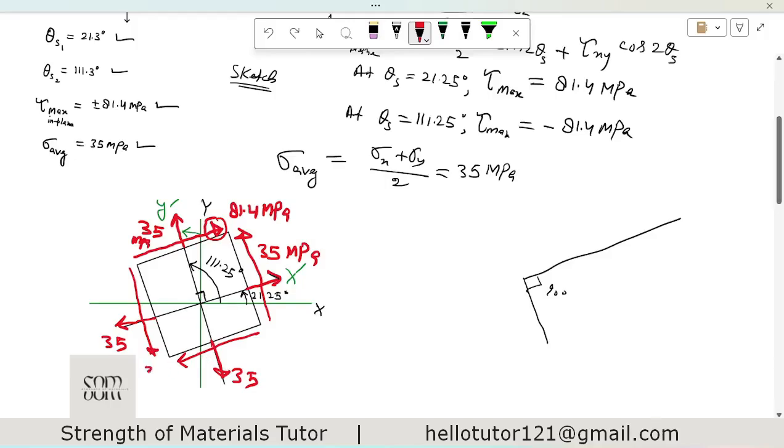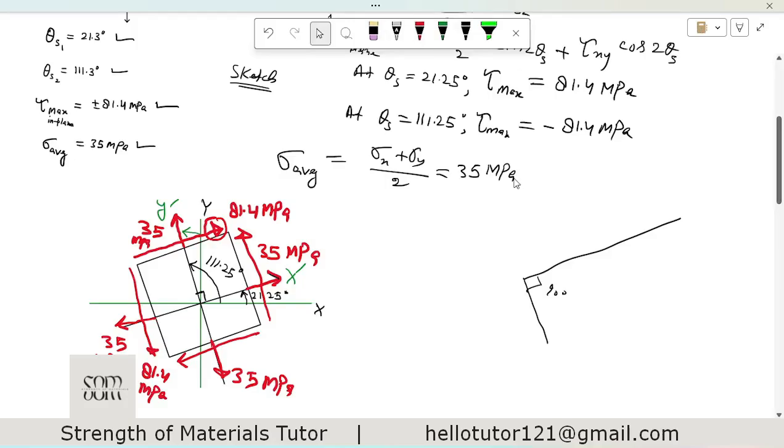So again, this is 35 mega, not 31, sorry, it is 81.4 megapascal, and these are 35 megapascals, and this is the normal stress, the average stress. So here we have the sketch of the plane of maximum in-plane shear stress ready. So I hope you understand. If you have any doubts, you can comment, or you can also contact me.